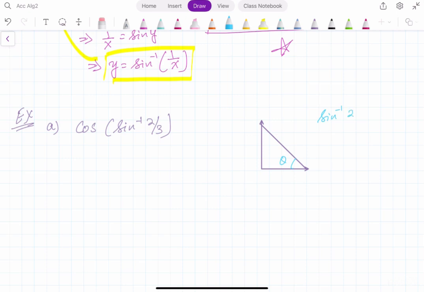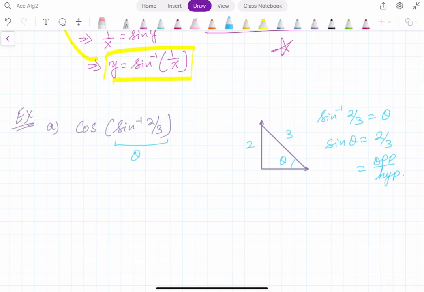So sine inverse of 2/3 is nothing but the angle of cos, because cos, sine, or tangent or any trig function cannot function without an angle. So let's separate the inside function first. I can write sine inverse of 2/3 is equal to theta. On the right triangle, I know sine theta is nothing but opposite over hypotenuse.